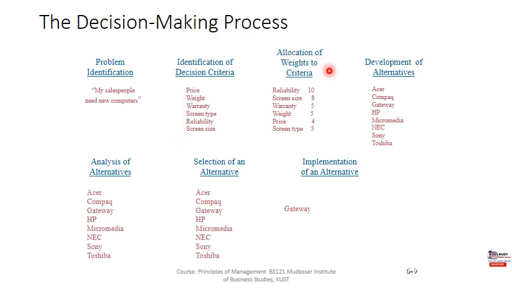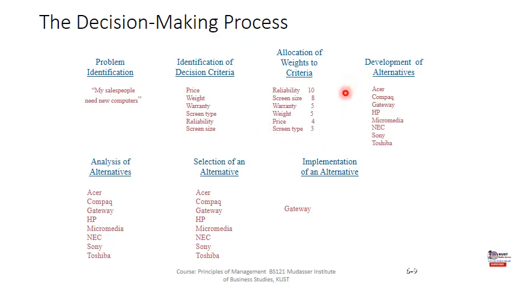The next step is the allocation of weights to the criteria. For example, here we give reliability a value of 10. We give 8 to the screen size. Similarly, warranty has 5, weight 5, price 4, screen type 3.